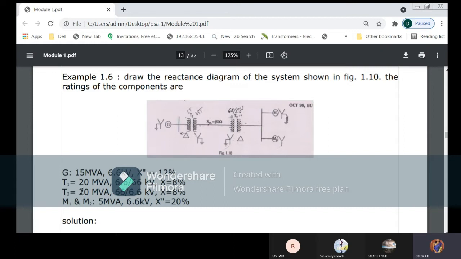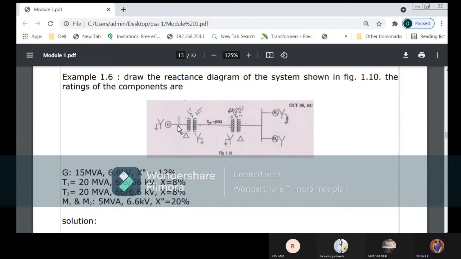Next, transformer 2, 20 MVA. They have given primary 66, secondary 6.6. Primary 66, secondary 6.6 means it is a reverse section, that is HT and LT. One thing you observe: the secondary of the first transformer and the primary of the second transformer have the same value, 66. So it is understood that the transmission line will also have a value of 66. This is like an overall vision, but we need to do it theoretically also to prove whether we are getting 66 or not.